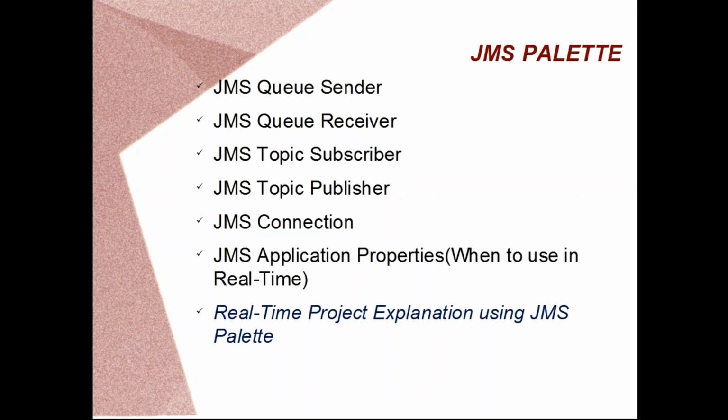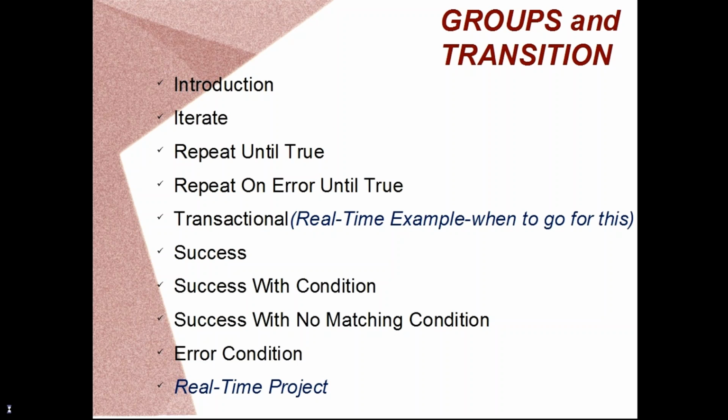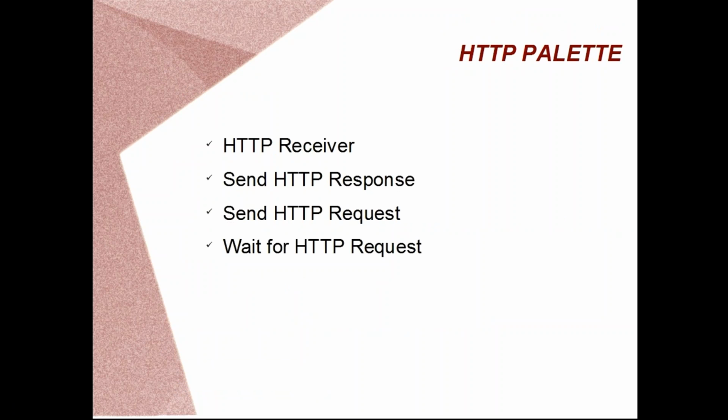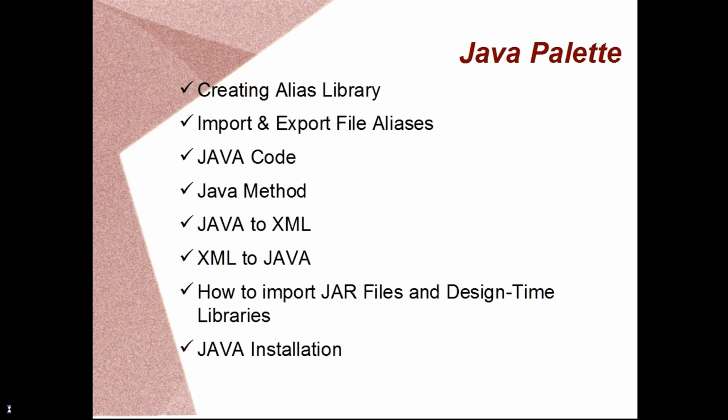And then the HTTP palette and Java palette. Even I haven't used them much, but generally the Java palette won't be used much. It depends on the project and the client where you're working. But if you get that requirement, I'll show you how to create the alias library, just give you an idea of where to check. And Java code and Java method I can show you. Java to XML, XML to Java, I haven't used it, so I have to do these two activities from the slide. The Java palette is not that important, but we can spend one class if required.